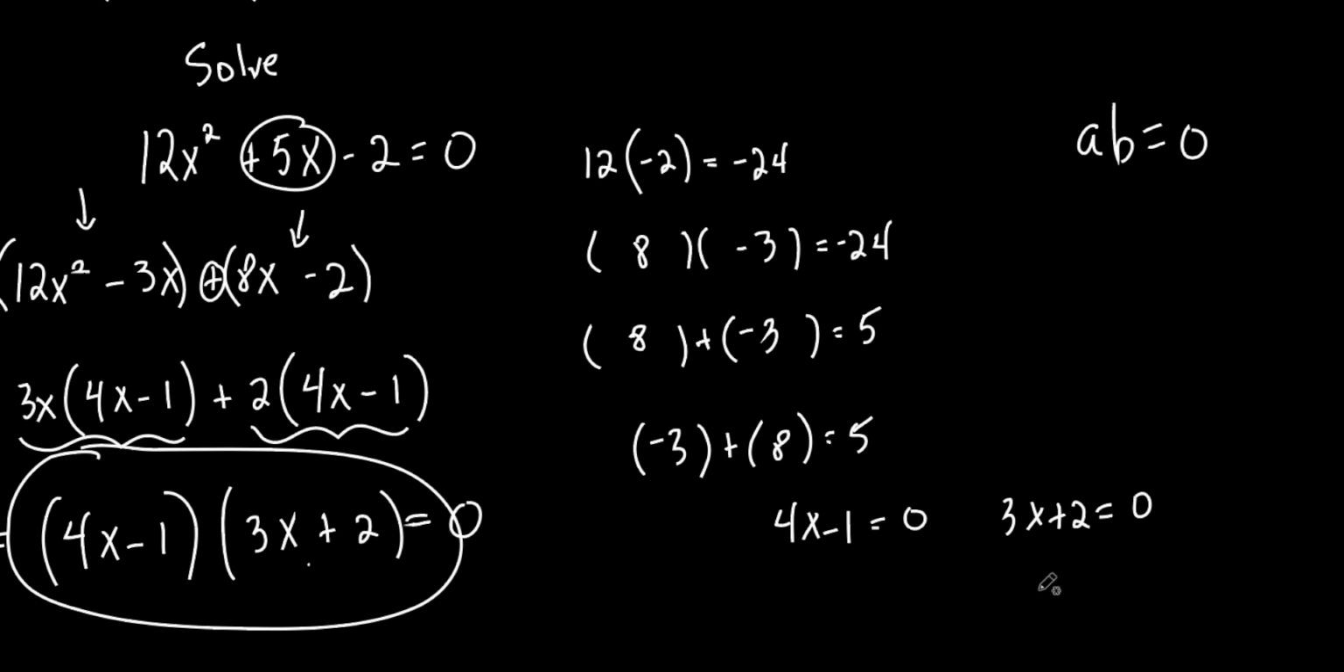You see that? And now you just do your math and you solve for x. Add a 1 to both sides, divide by 4. You can do that in your head, can't you? So x would be 1/4. Subtract a 2, divide by 3. So x is negative 2/3.